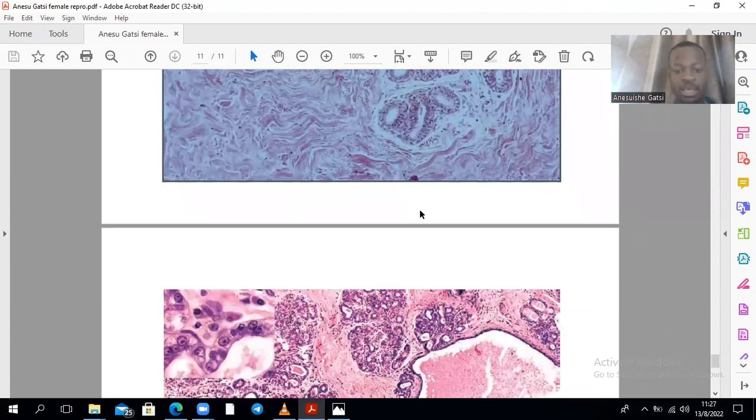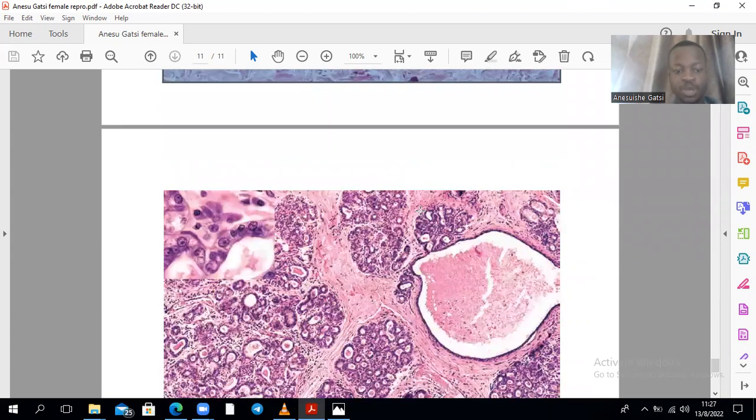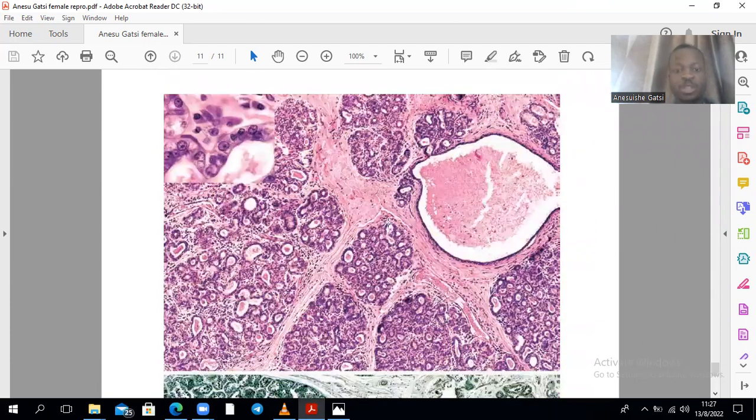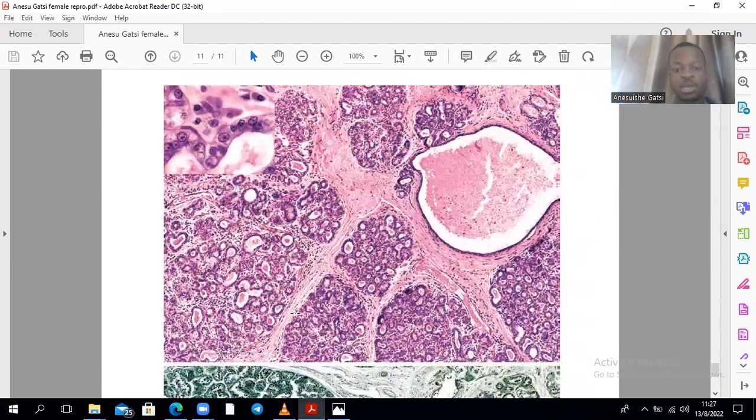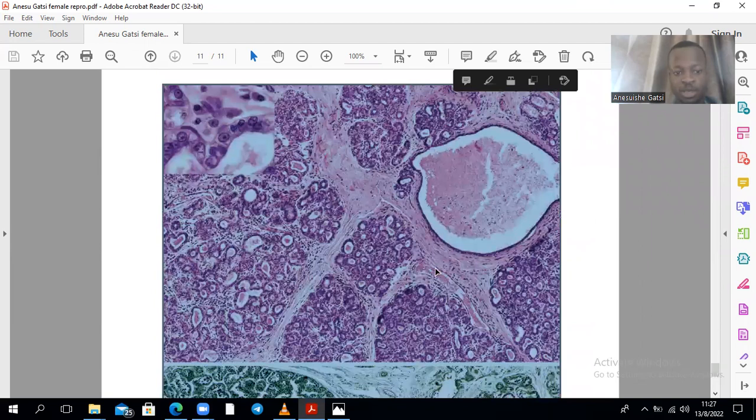Then this is active breast tissue. You can now see all these terminal duct lobular units. This is active breast tissue, and in between here, this is just connective tissue septa. Then this is an interlobular duct. It's in between the lobules.